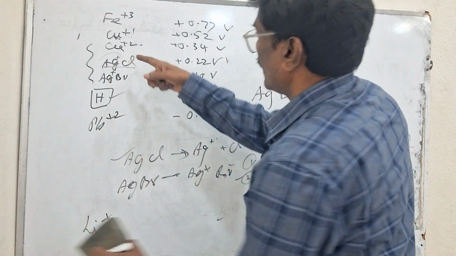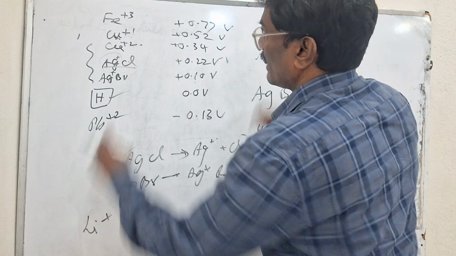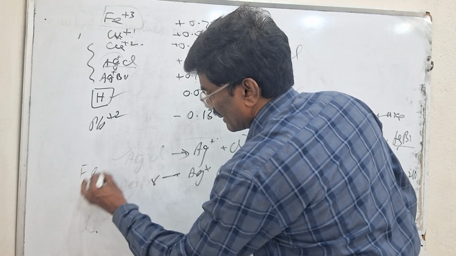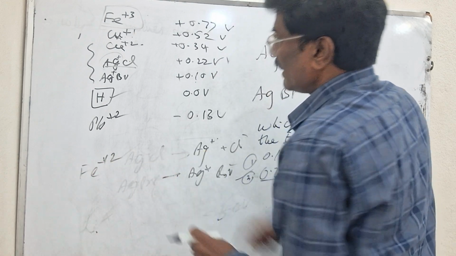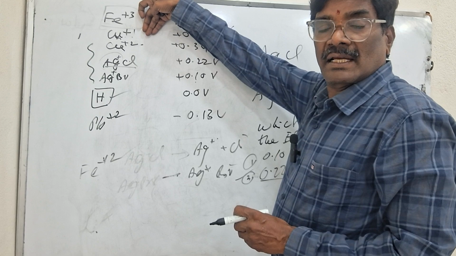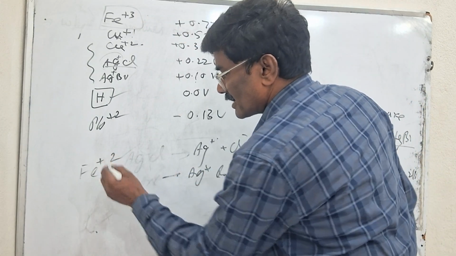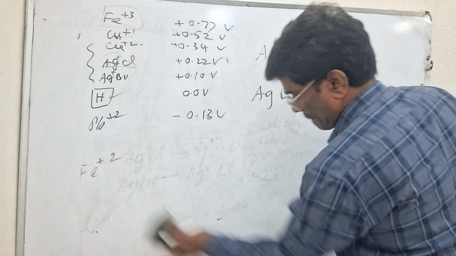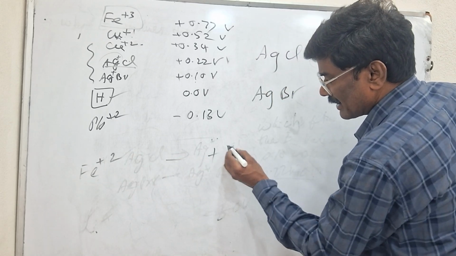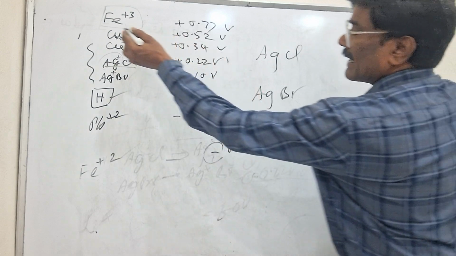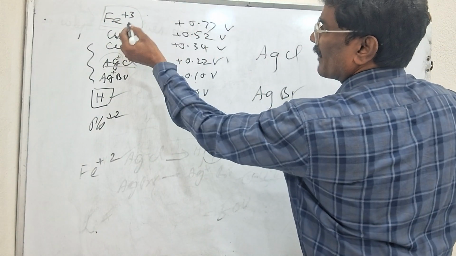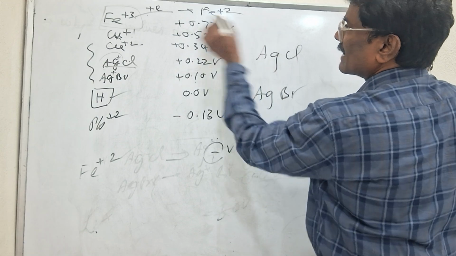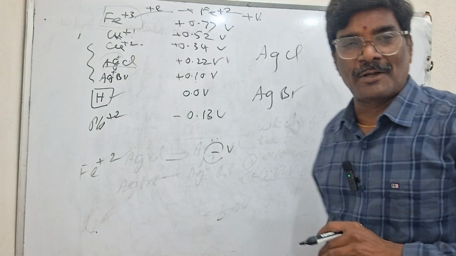Next question. Already I told, let us take Fe plus 3 here, and at the bottom Fe plus 2 here. See, Fe plus 3 is in the list of oxidizing agents, but Fe plus 2 is in the list of reducing agents. What is the value? It has a negative value, negative volts. It has a positive value. Fe plus 3, if it takes one electron, becomes Fe plus 2. It has a positive value.